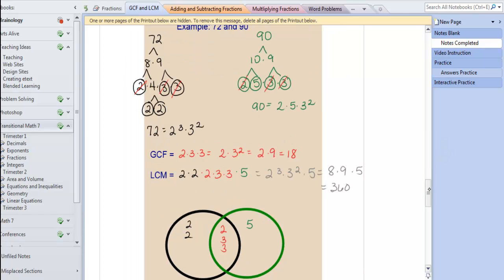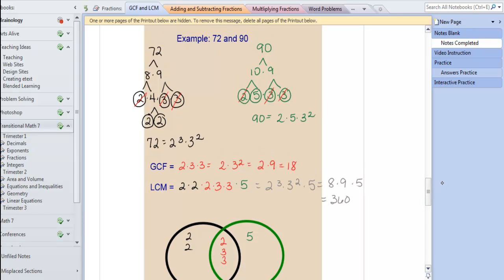So let's look at this next example of 72 and 90. For 72 and 90, we have the prime factorization of 72 equaling 2 cubed times 3 squared, and the prime factorization for 90 of 2 times 5 times 3 squared.